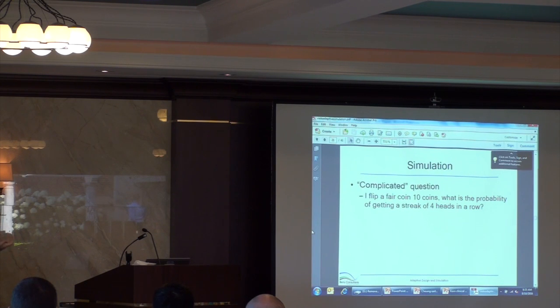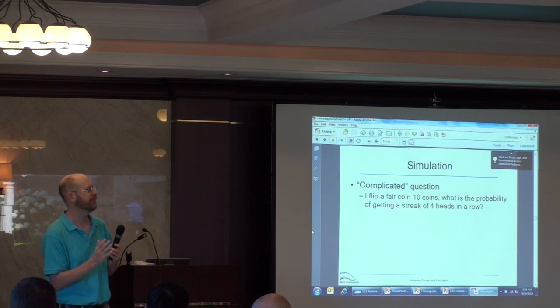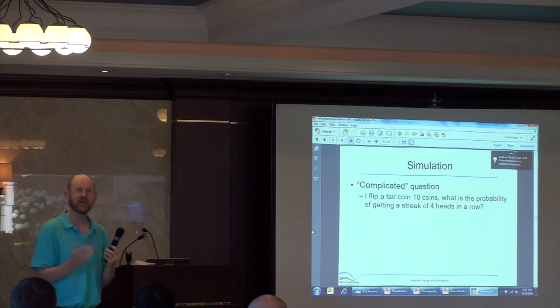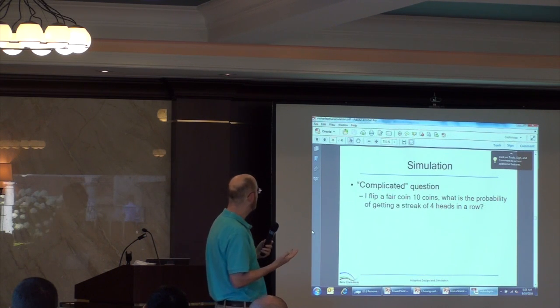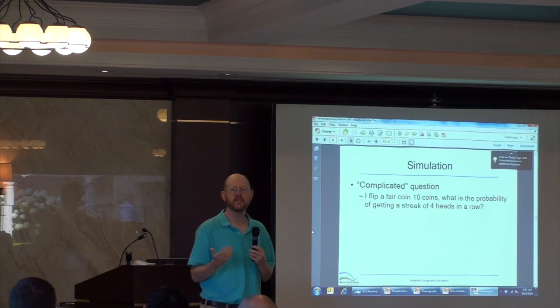To get an idea about what a simulator does, I'm going to do the absolute prototypical nerdy stat professor example, which is we're going to flip coins. So if I flip a coin 10 times, anybody know what the probability I hit 4 heads in a row is?